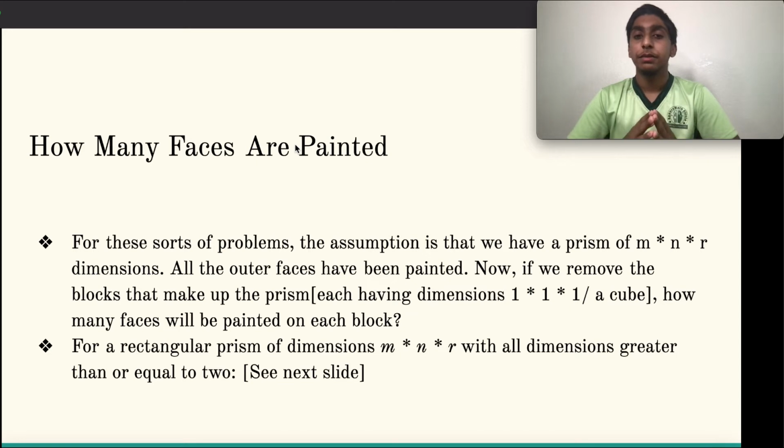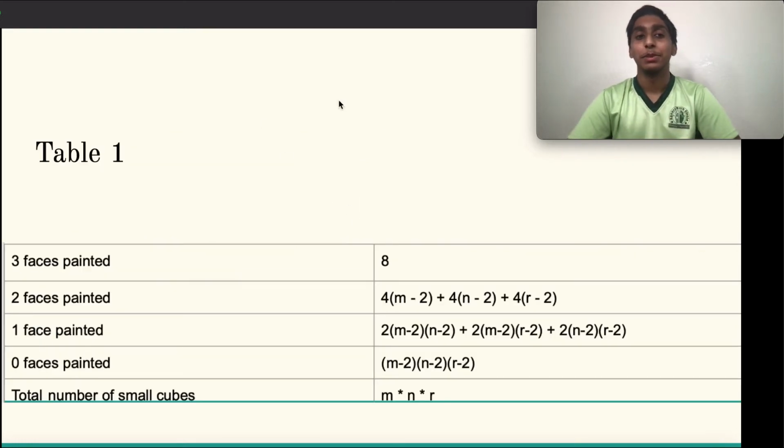For a rectangular prism of dimensions m times n times r with all dimensions greater than or equal to 2, we have a table on the next slide. So here's our table. If they ask how many of them have 3 faces painted, it's simply going to be 8. If they ask how many have 2 faces painted, it's going to be 4 into m minus 2 plus 4 into n minus 2 plus 4 into r minus 2. For 1 face painted, it's 2 into m minus 2 into n minus 2 plus 2 into m minus 2 into r minus 2 plus 2 into n minus 2 into r minus 2. And for 0 faces painted, it's m minus 2 into n minus 2 into r minus 2. Total number of small cubes, well, that's just m times n times r.